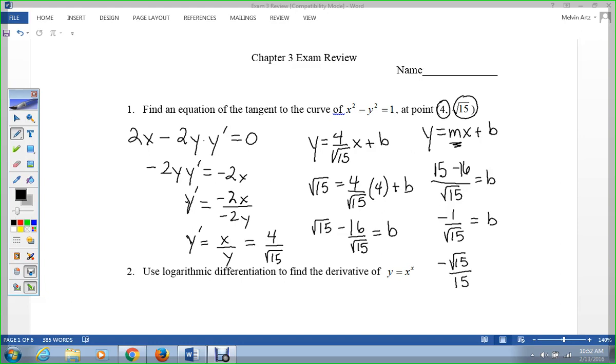So the equation of our tangent line at this point would be y equals, we found the slope of the line to be 4 divided by the square root of 15, times x, and then we found our y-intercept to be minus the square root of 15 all over 15.